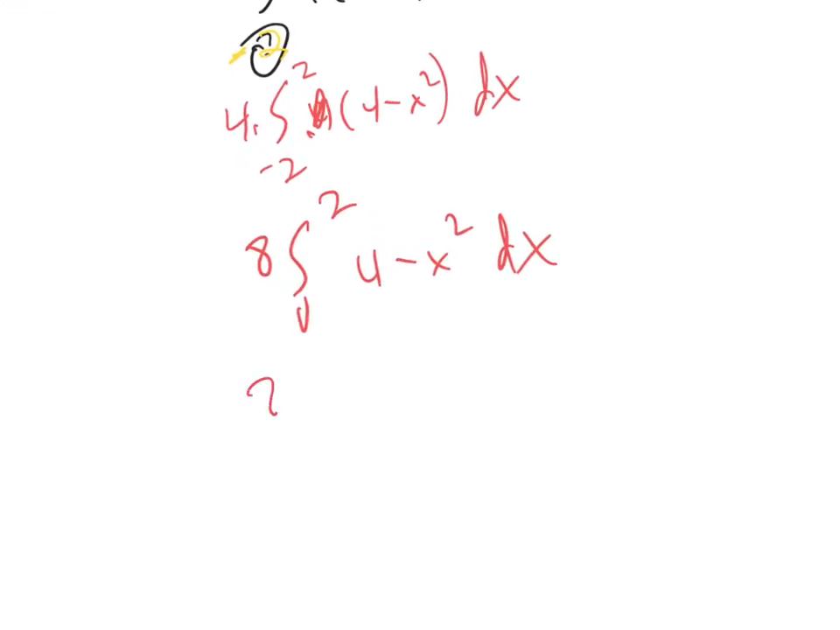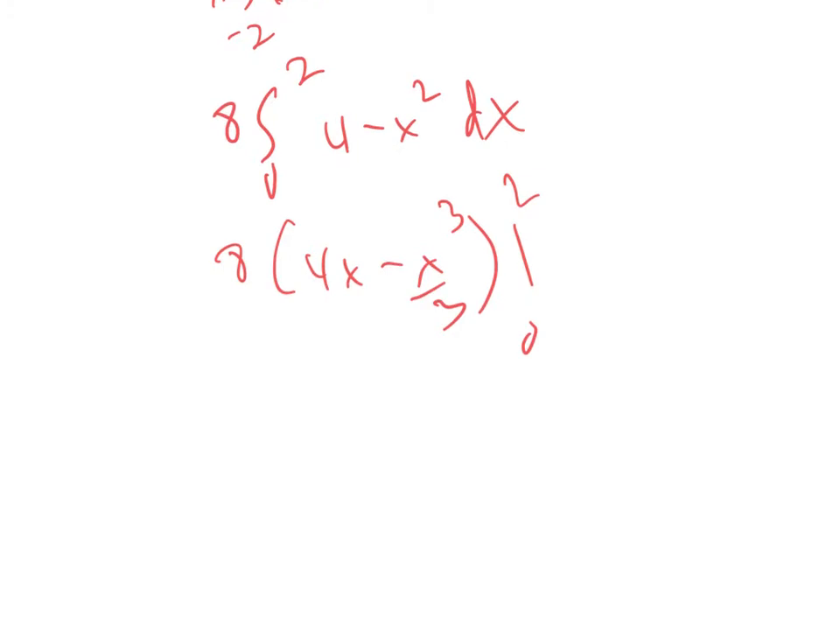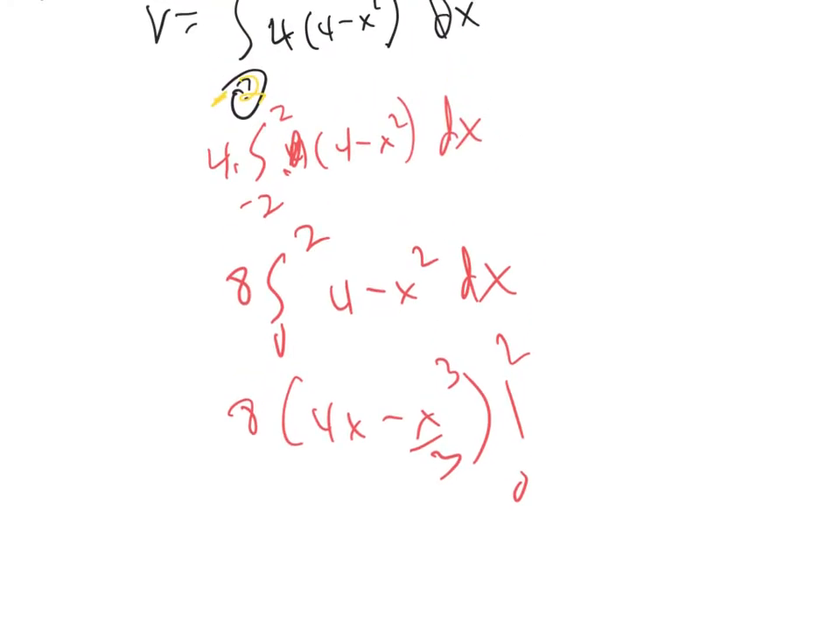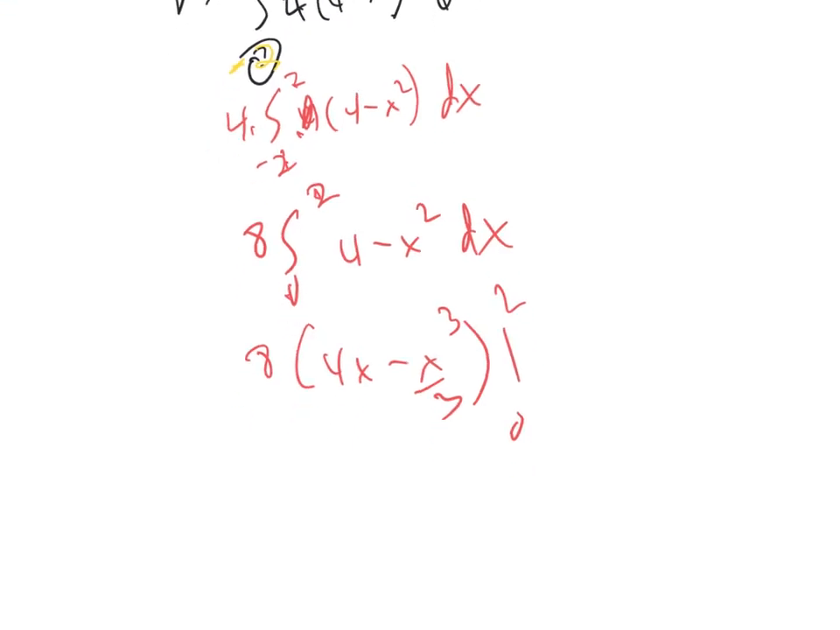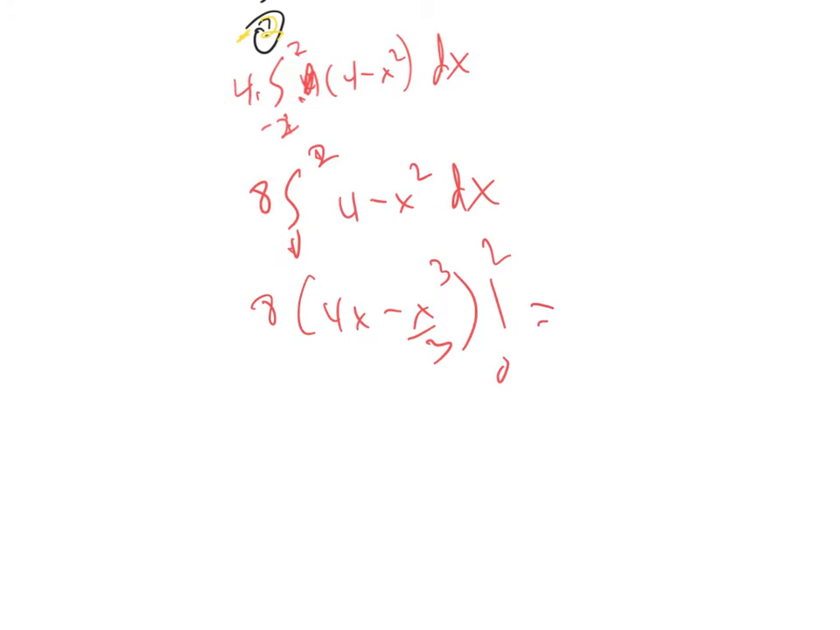That turns into 8 times 4x minus x cubed over 3, from 0 to 2. I plug in my 2. I may have lost you on that. Why had that turned to an 8? Because I'm not going from -2 to 2. I'm just going from 0 to 2 to make it easy. Did you beat me yet? You may have, because I keep talking.